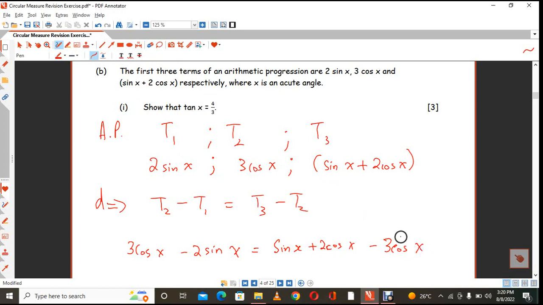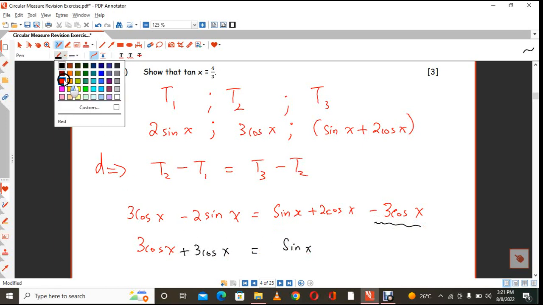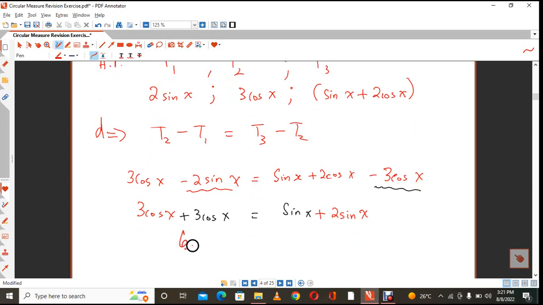Eventually we'll have to collect like terms. So I'm going to have the 3 cos x here, and I'm going to add 3 cos x over there. Here I have sine x, so I am also going to bring the other one over by adding 2 sine x. Eventually, this is going to give me 6 cos x equals 3 sine x.